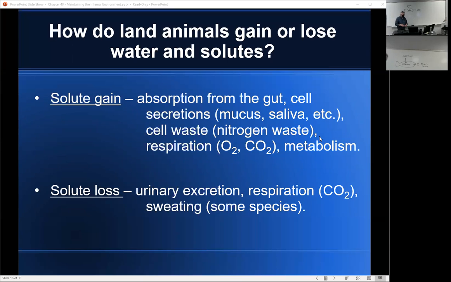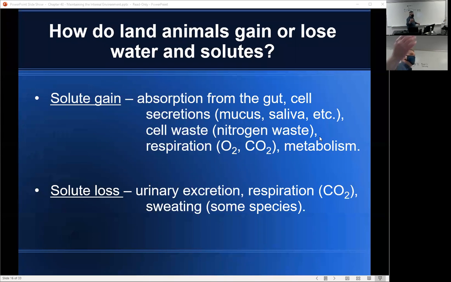Okay, so how do we gain or lose solutes? Solute gain: we gain solutes by absorption from the gut, cell secretions such as mucus, saliva, etc., and cell waste, nitrogen waste. We gain solutes that way. Respiration, O2, CO2.